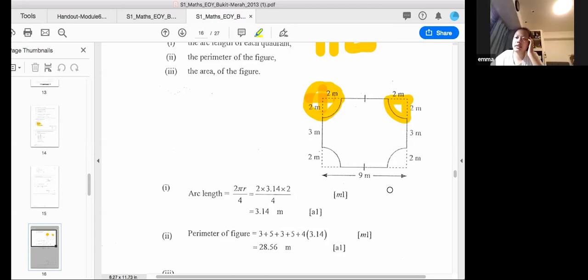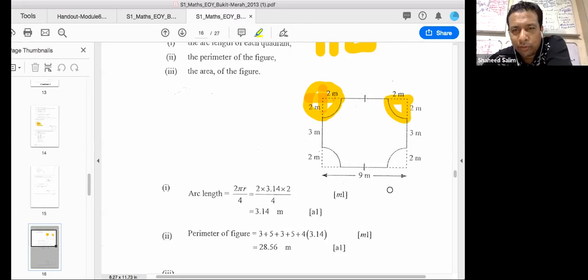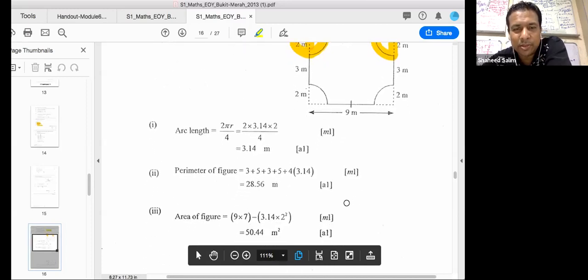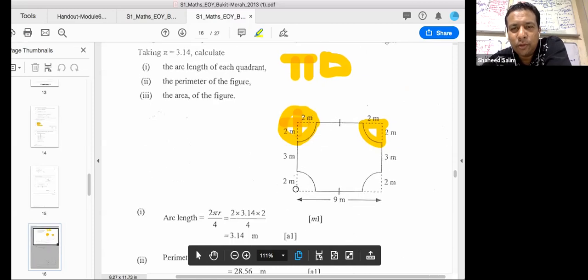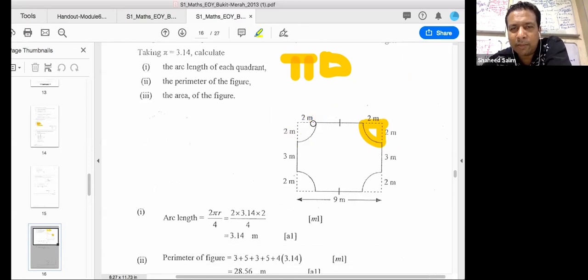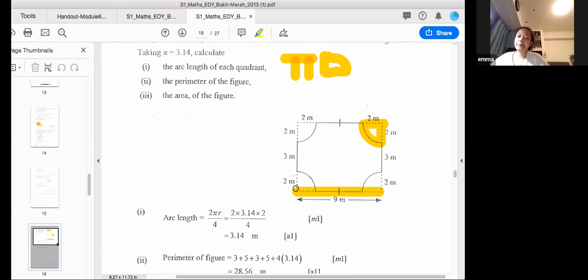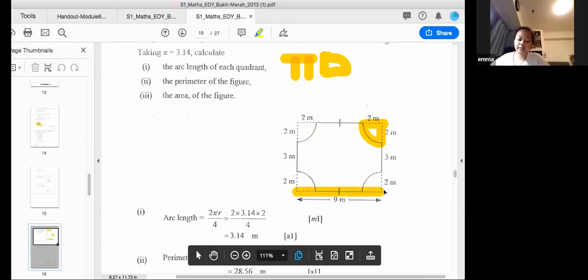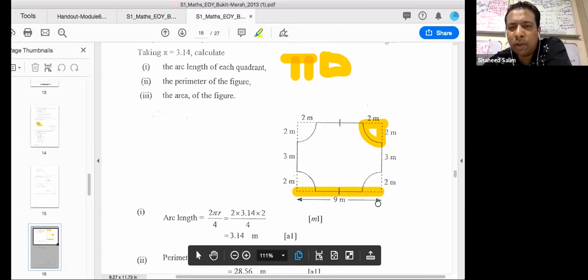Is it 39.56? For the whole thing, let me see. 13 times 7. You still get 39.56? Let me see. 50.44. You take the area of this rectangle, right? You find the area of the rectangle minus the area of one circle. What's the length of the rectangle from here to here? How many? 9. 9 times 7 is 63. Okay, then what's the area of one circle?